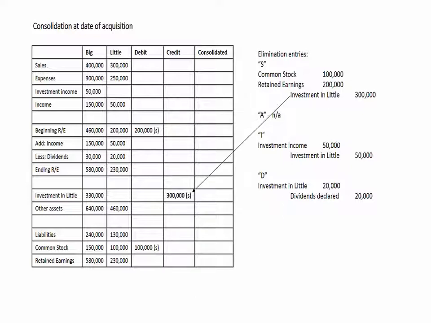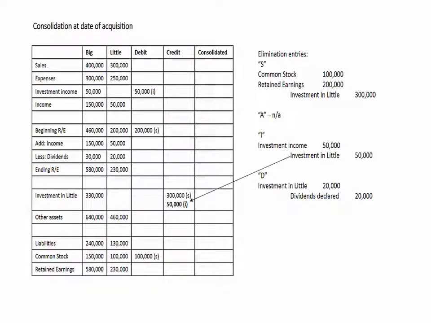And then third, we credit the investment in Little for $300,000. And you'll note that I'm putting little S's by these entries in the columns, to indicate which entry these various numbers came from. Next, we post the I entry, a $50,000 debit to investment income up in the income statement, and a $50,000 credit to the investment in Little down in the balance sheet.